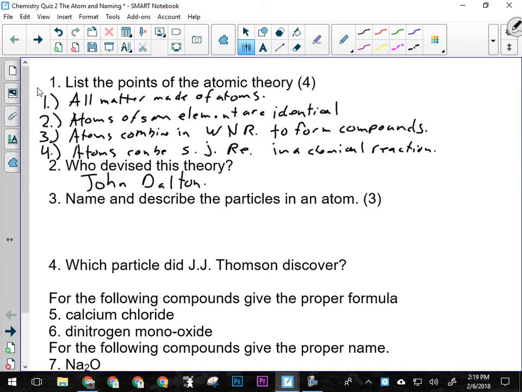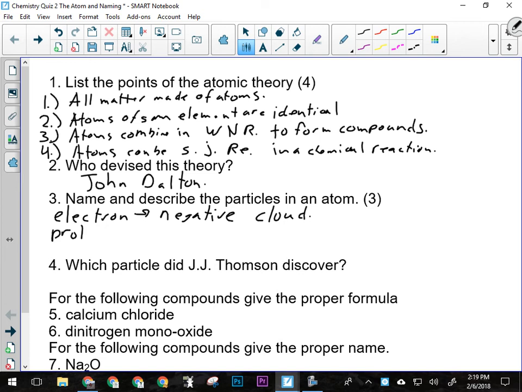Number 3, name and describe the particles in an atom. So here's what I'm looking for. They're 1 mark each. They got to have both parts of this, or actually all 3 parts of this. So electron, negative, and it can be found in the cloud. If they have one or the other, like electron is negative, I'm good with that. Or electron in the cloud, I'm also good with that. 1 mark.